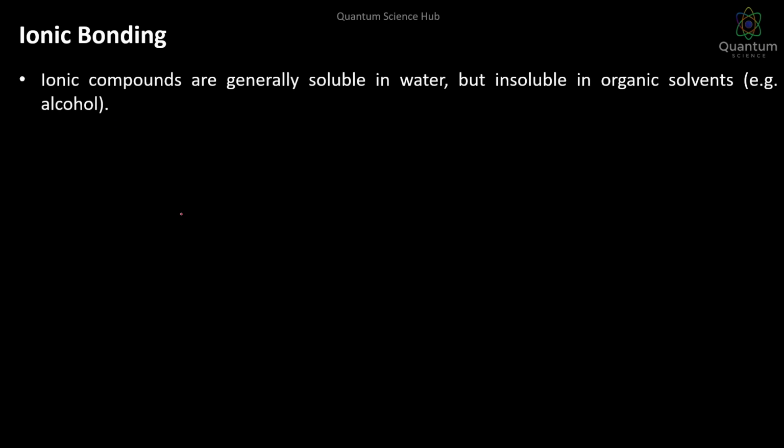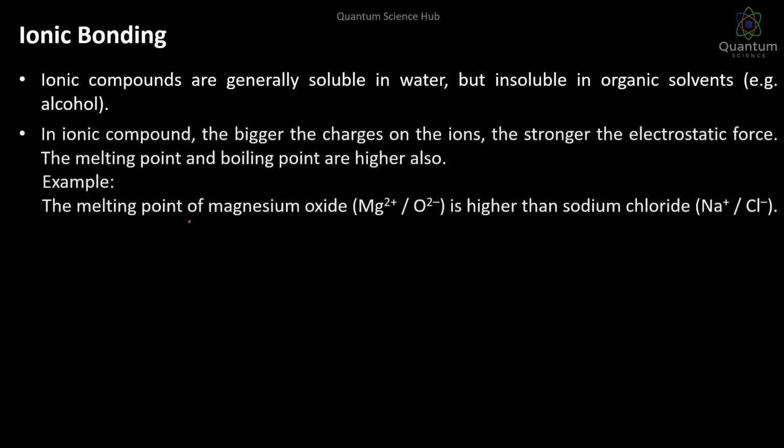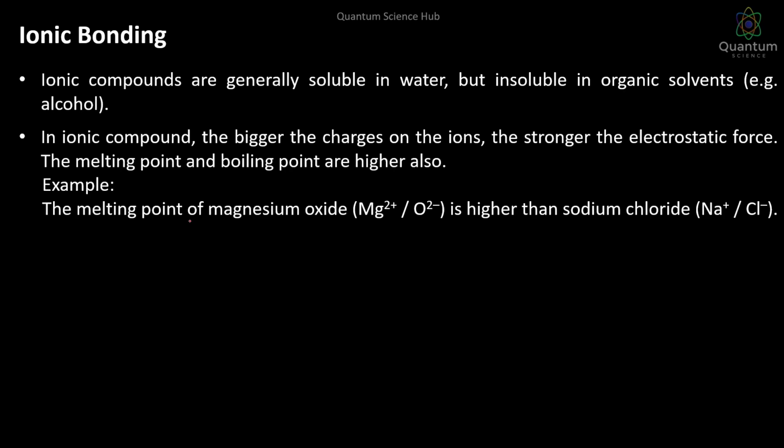Ionic compounds are generally soluble in water, but insoluble in organic solvents, for example alcohol. In an ionic compound, the bigger the charges on the ions, the stronger the electrostatic force. The melting point and boiling point are also higher. For example, the melting point of magnesium oxide, which is Mg2+ and O2-, is higher than sodium chloride, which is Na+ and Cl-.